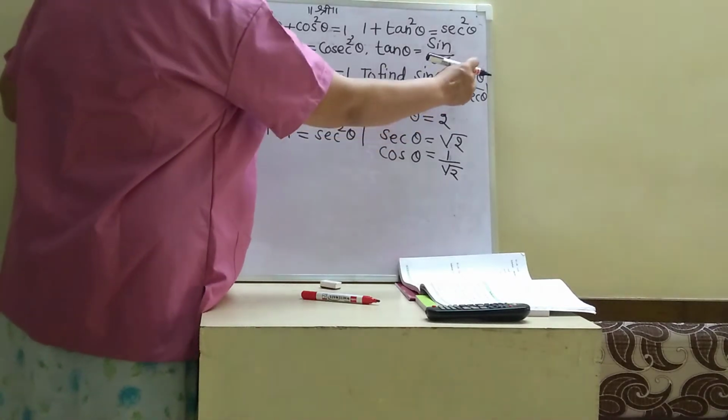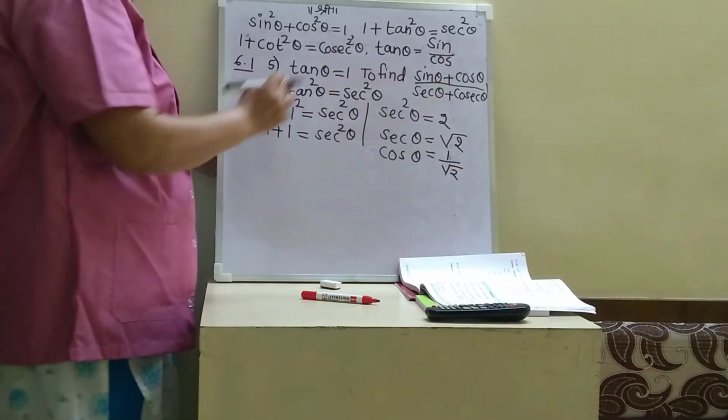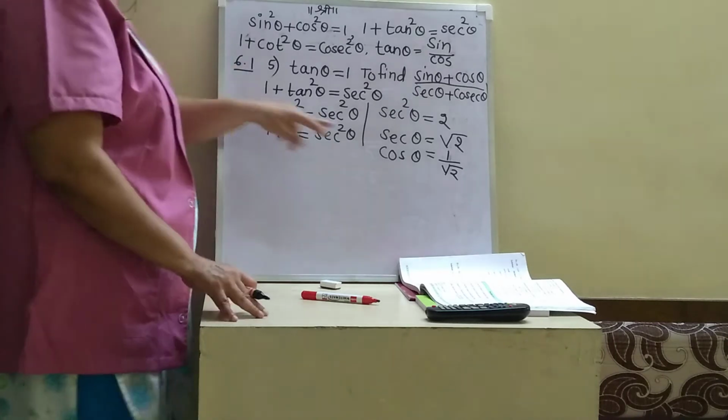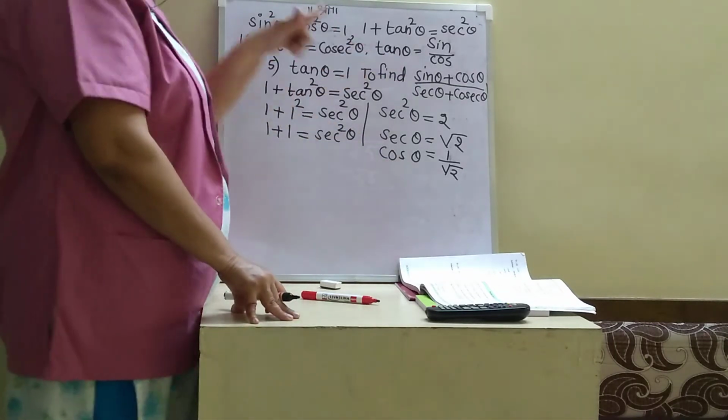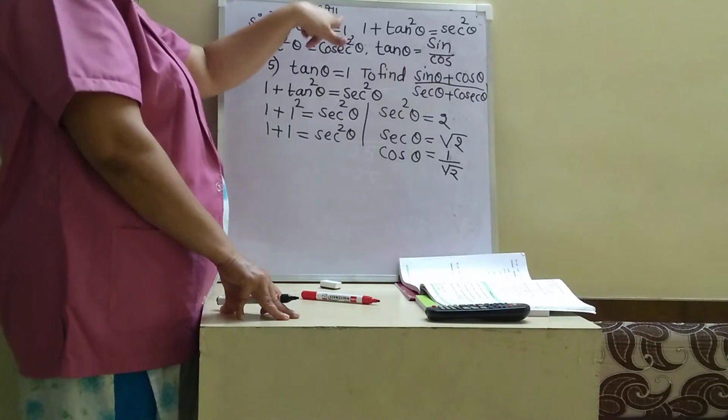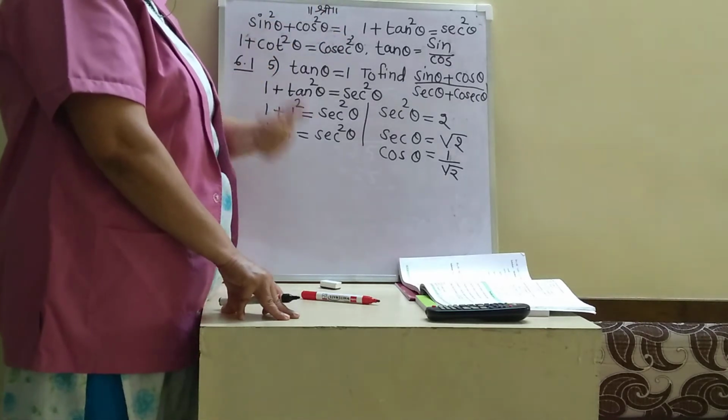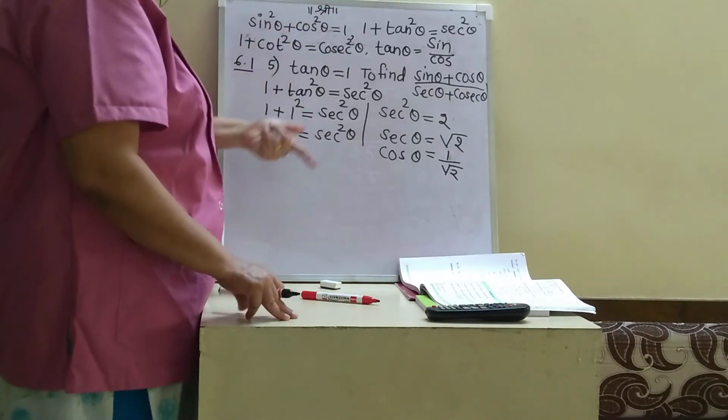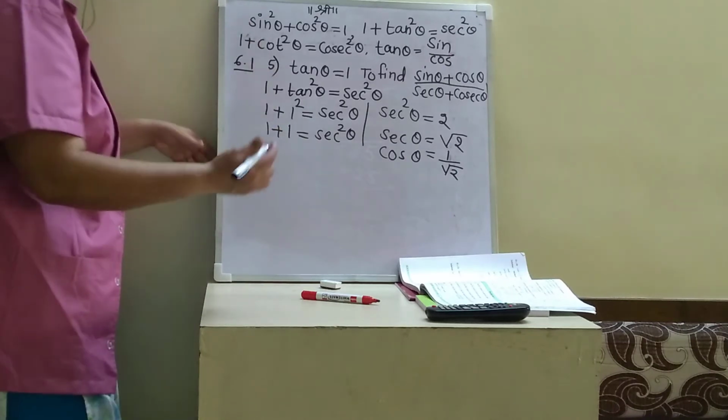You got sec and cos. Now you have to find out the sin theta. If you have the cos theta, using the identity sin square theta plus cos square theta equal to 1, you can find out the sin theta also. I am showing you a different method.